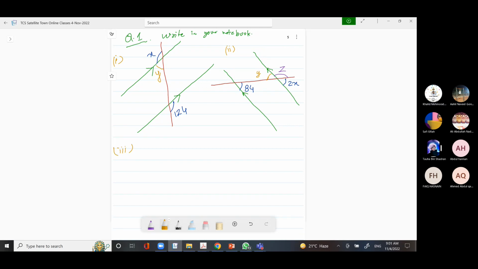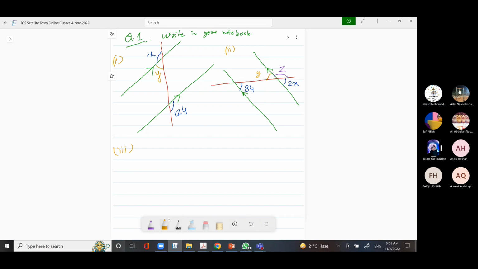Sir, the answer of y is 124, and 124 minus 180 is minus 56. Check how y is equal to 124. What's the reason y is equal to 124? Sir, x will be 124 because it is vertically opposite. Okay, you can say it is vertically opposite.